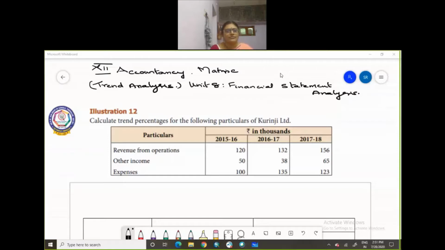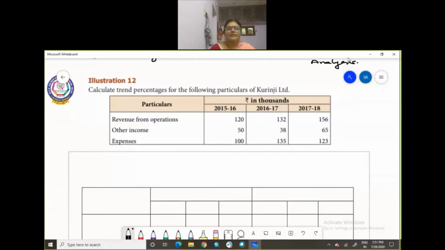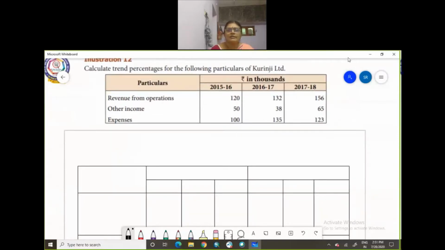Unit 8, Financial Statement Analysis. Today we are going to learn how to calculate trend percentage. Illustration number 12. Calculate trend percentage for the following particulars of Kurunji Limited. This is the income statement in front of you, and all the figures are expressed in thousands. You have revenue from operations of 120, other income 50, expenses 100, likewise for 2015-16, 2016-17, and 2017-18, for 3 years. You are going to compute the trend percentage.